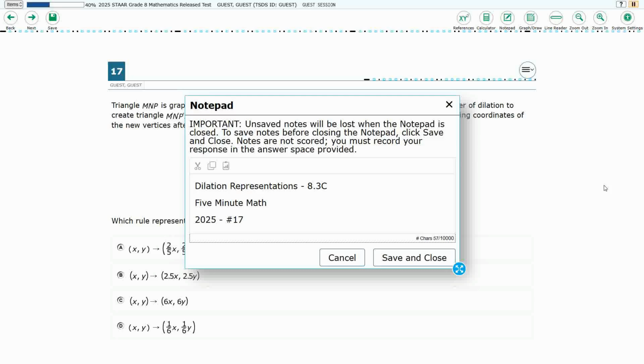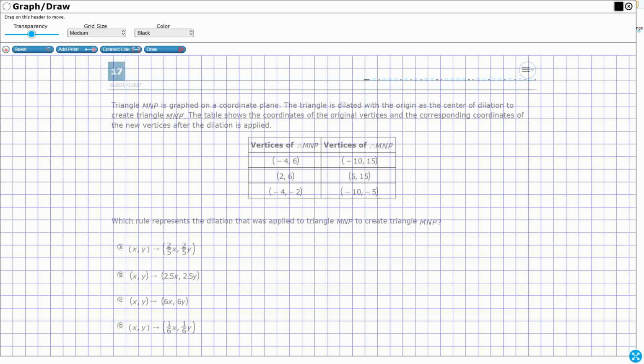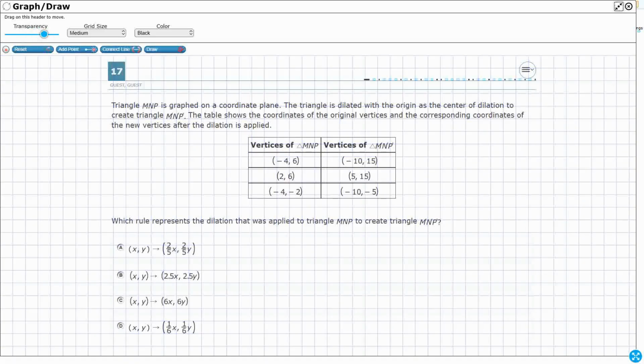Today we are looking at the 8th grade concept of dilation representations. This is standard 8.3c in the great state of Texas, and we are using item number 17 of the 2025 released STAAR test. If you haven't done so already, please go ahead and take a moment to pause the video, work this problem out on your own, unpause it, and we will look at our answers together.